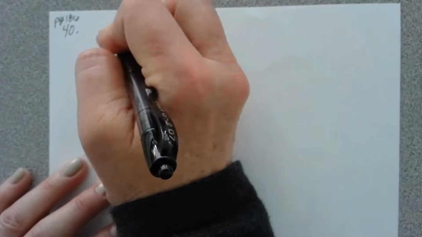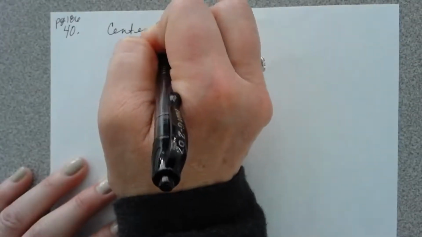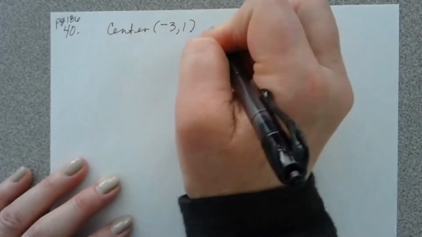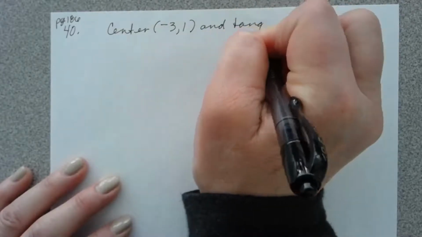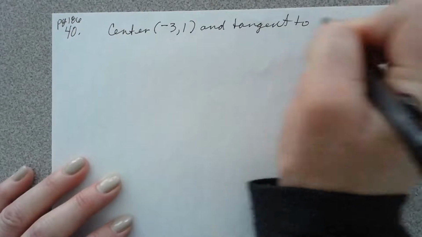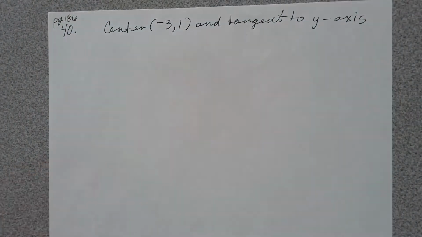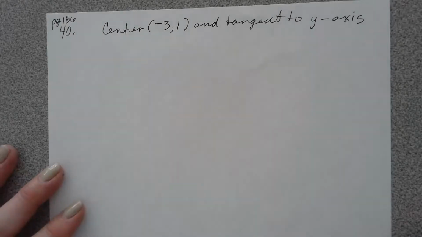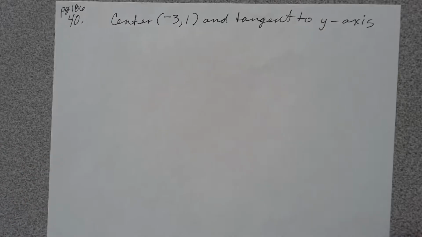All right, so they tell us that the center is (-3, 1), and that it is tangent to the y-axis. Okay? And the directions say, find the standard form of the equation of a circle. So this is the information that I have, and they want me to find the standard form of the equation of a circle. Okay?